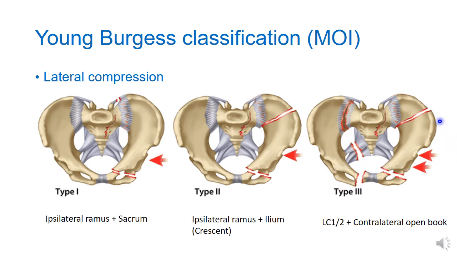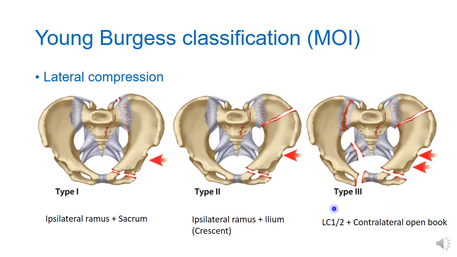So here you have either type 1, which is the sacrum, type 2, which is the ilium, the same pubic rami, and then after continuing the injury, we have an opening book of the other side of the pelvis. So it's called rollover injury. And also it's called a windswept pelvis.